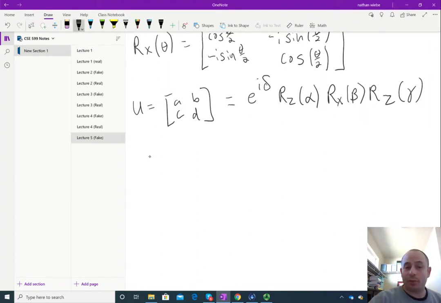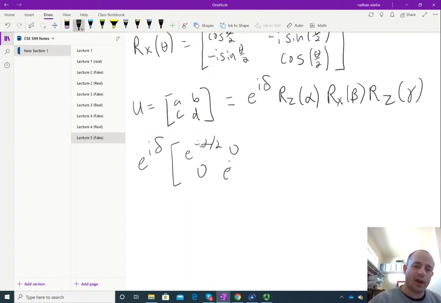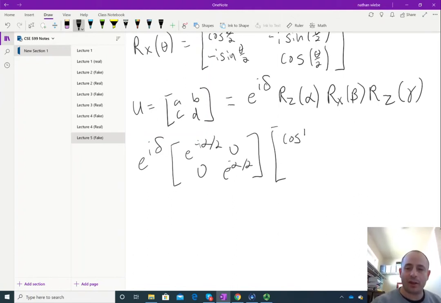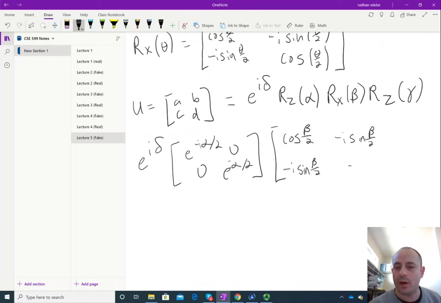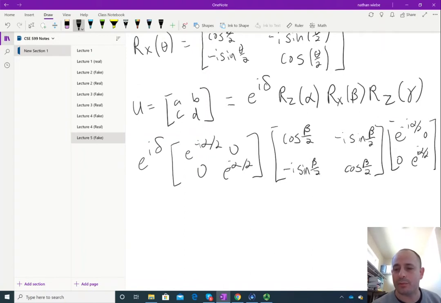By doing matrix multiplication, we end up seeing that this gives us the following. The first matrix is e to the negative i alpha over 2, 0, 0, e to the i alpha over 2. Now this one is a little more interesting: it's cosine beta over 2, negative i sine beta over 2, negative i sine beta over 2, cosine beta over 2. And then the final one is e to the negative i gamma over 2, 0, 0, e to the i gamma over 2. Okay.